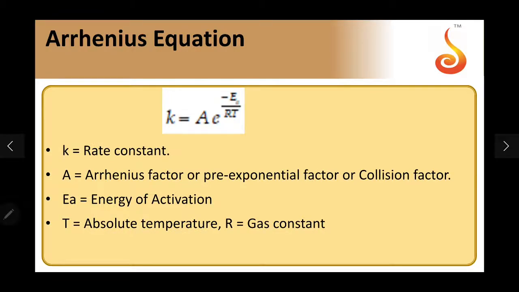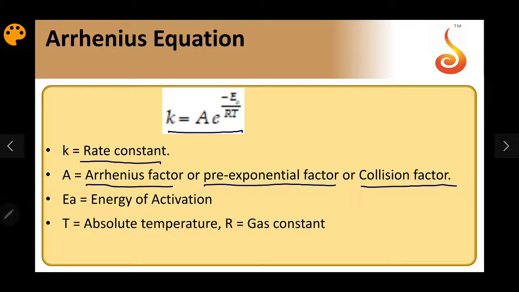The Arrhenius equation. The Arrhenius equation is given by k is equal to A into e to the power of minus Ea by RT, where k is the rate constant, A is called the Arrhenius factor or pre-exponential factor or even collision factor, Ea is called the energy of activation, T is the absolute temperature, and R is the gas constant. Activation energy is the minimum excess energy that should be acquired by the reactant molecules in order to reach the threshold energy level and form the products.